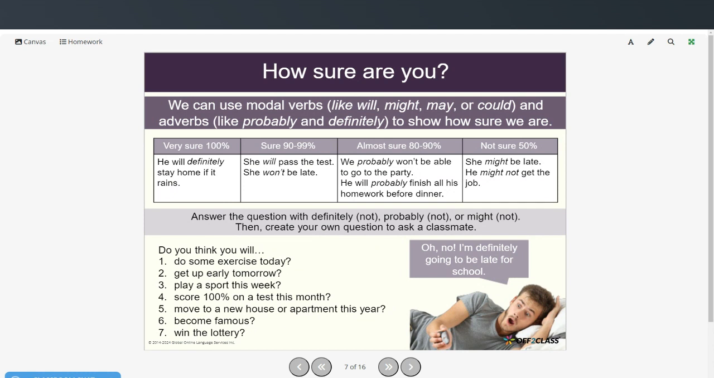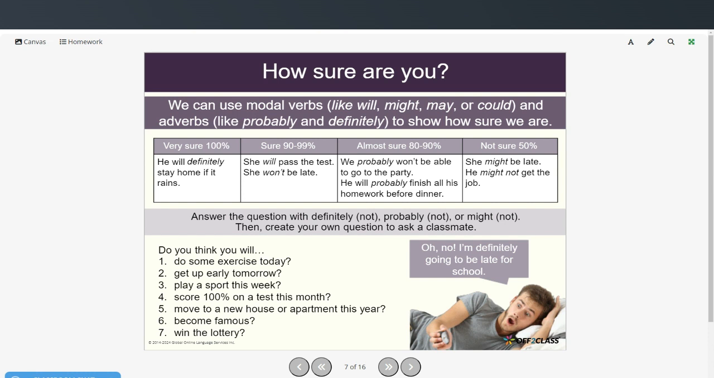And then, how sure are you? We can use modal verbs like will, might, may, or could, and adverbs like probably and definitely to show how sure we are. So if we're very sure, 100%, we could use a word like definitely. He will definitely stay home if it rains. If we're almost completely sure, 90 to 99% sure, we can use will or won't.